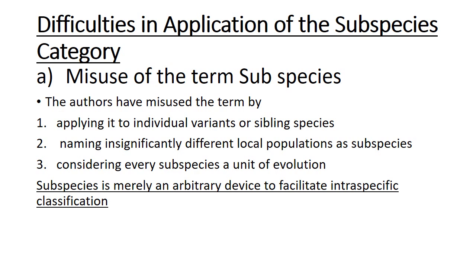Then, naming insignificantly different local populations as subspecies. That was another misuse by taxonomists, naming local populations as subspecies which are insignificantly different, which are not at all different from each other. Then number three, considering every subspecies a unit of evolution. However, it is not a unit of evolution. Subspecies is just a device, an object present in the living world, to facilitate intraspecific classification.